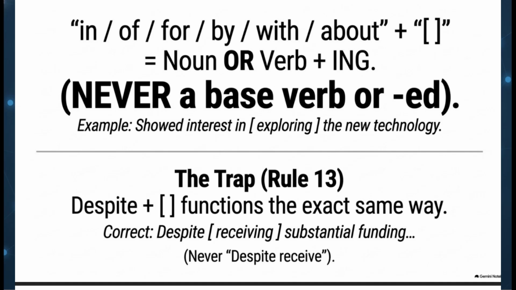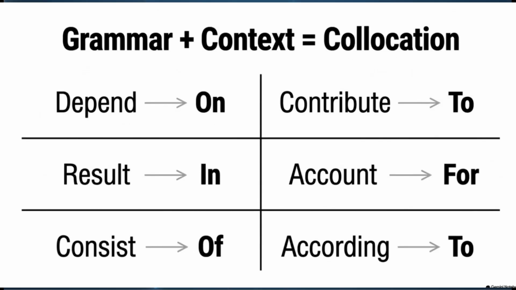Also, you've got to watch for natural pairs, what we call collocations. Some words are just married to each other in English. We always say depending on, we always say resulting in. If two options mean exactly the same thing, let the preposition choose the answer for you. It's an incredibly powerful shortcut.